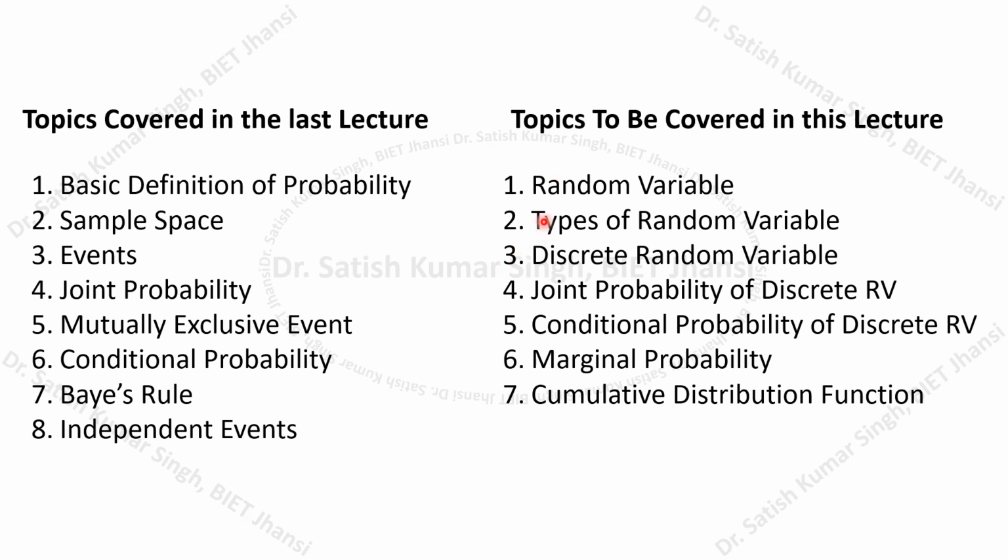I will be discussing random variable, types of random variable, discrete random variable, joint probability of discrete random variable, conditional probability of discrete random variable, marginal probability, and cumulative distribution function. So let's start this discussion.